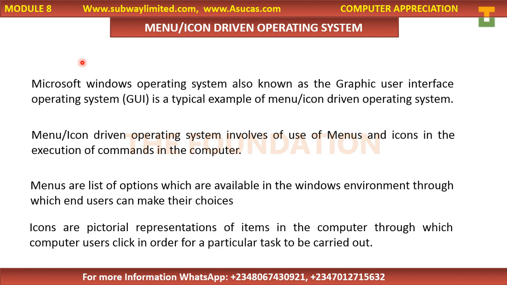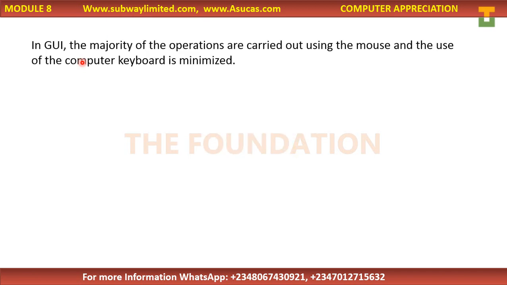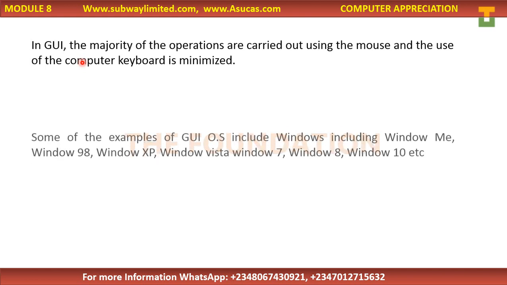We already said that. We showed you an example of a menu and icon. So these are all icons. We already showed you how to activate a menu. So these are the different icons. We make use of the mouse here, and the keyboard. In the menu driven system, the paramount thing we use is the mouse, but in the DOS operating system we use the keyboard mostly to give commands.